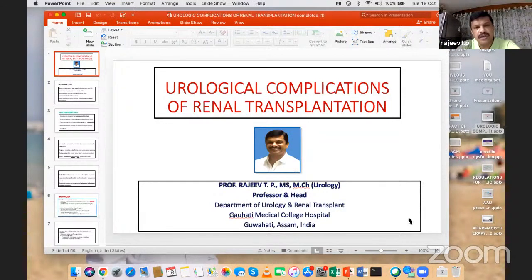There is no special indication for the Politano-Leadbetter technique these days, but in earlier days it was done. Now each and every transplant surgeon goes in for a simple drop-in technique, that is the Lich-Gregoir, because VUR is not a concern in the transplant.